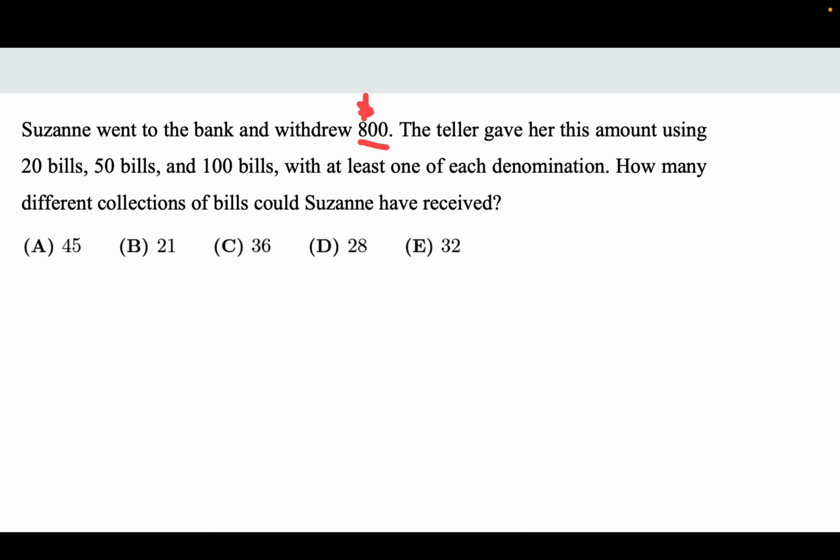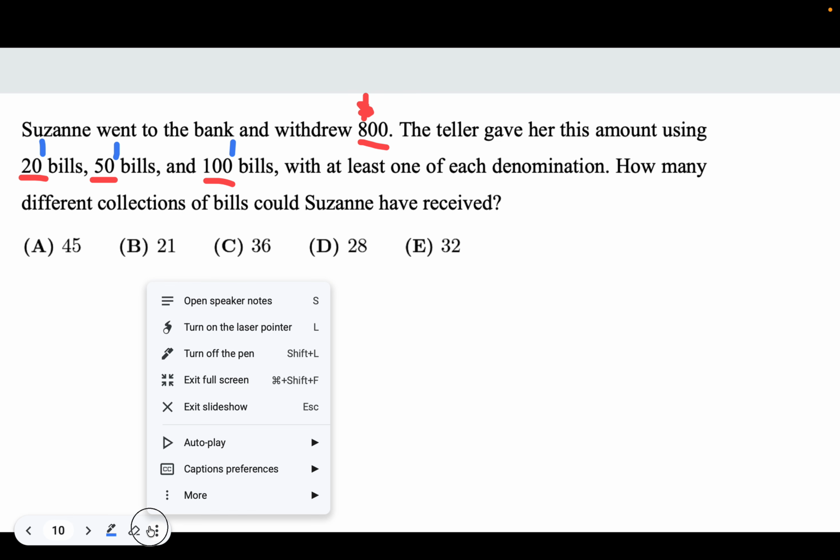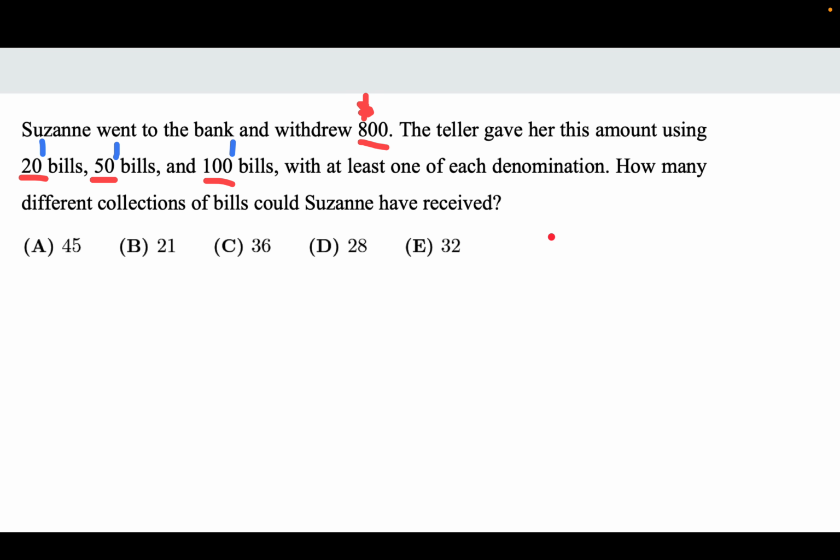So the teller gave her this amount using $20 bills, $50 bills, and $100 bills, with at least one of each denomination. Now you might be like, denomination? Huh? It's just something to throw you off with all these fancy words. All that really means is that there's at least one $20 bill, at least one $50 bill, and at least one $100 bill. Moving on. The question is asking us, how many different collections of bills could Suzanne have received?